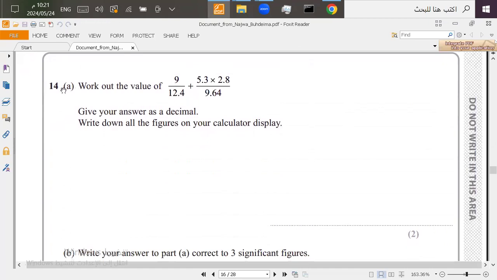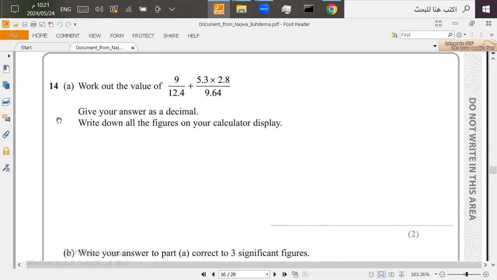Question 14. Work out the value of this. Give your answer as a decimal. Write down all the figures on your calculator display. Here, you can use the calculator. You just have to write all the numbers like you see them on the paper. So you make a fraction, you put 9 over 12.4, and then you go out of the fraction using the arrows. You make another fraction after the plus.